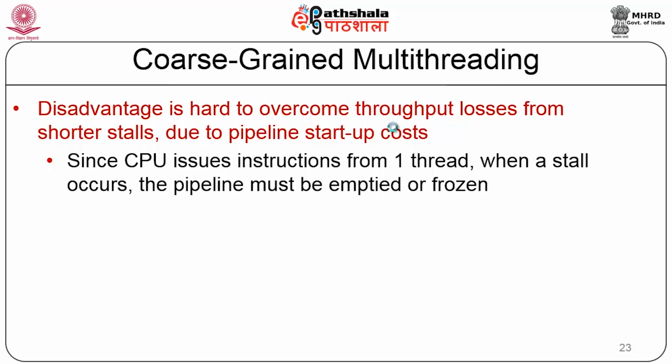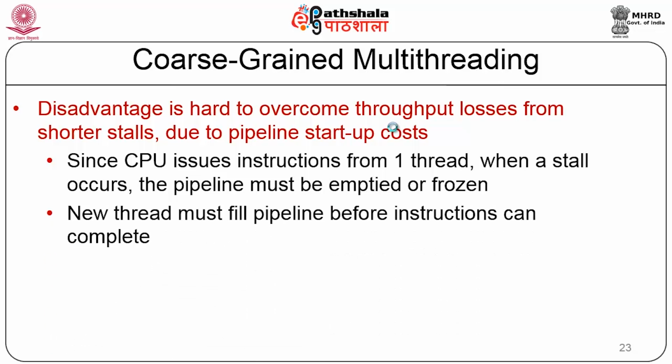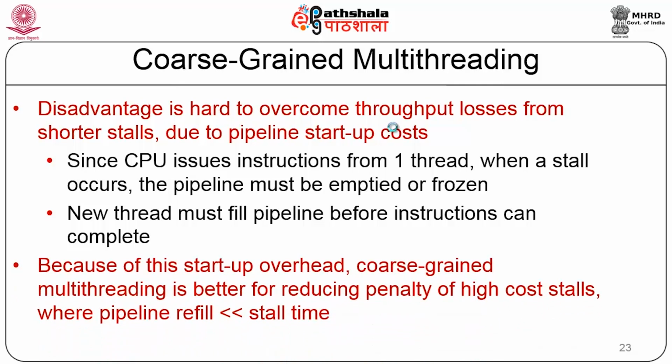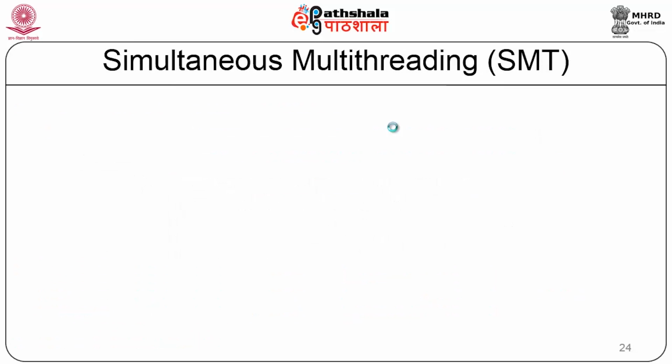So, there will be time that is lost in filling up your pipeline. Of course, you can do some predictions and you can try to fill up instructions in your prefetch pipeline, but still that is a problem associated with coarse-grained multithreading. The new thread must fill the pipeline before instructions can actually complete. Because of the startup overhead, coarse-grained multithreading is better for reducing the penalty of high cost stalls where the pipeline refill is far less than the actual stall time. And this is used in the IBM AS400 architecture.